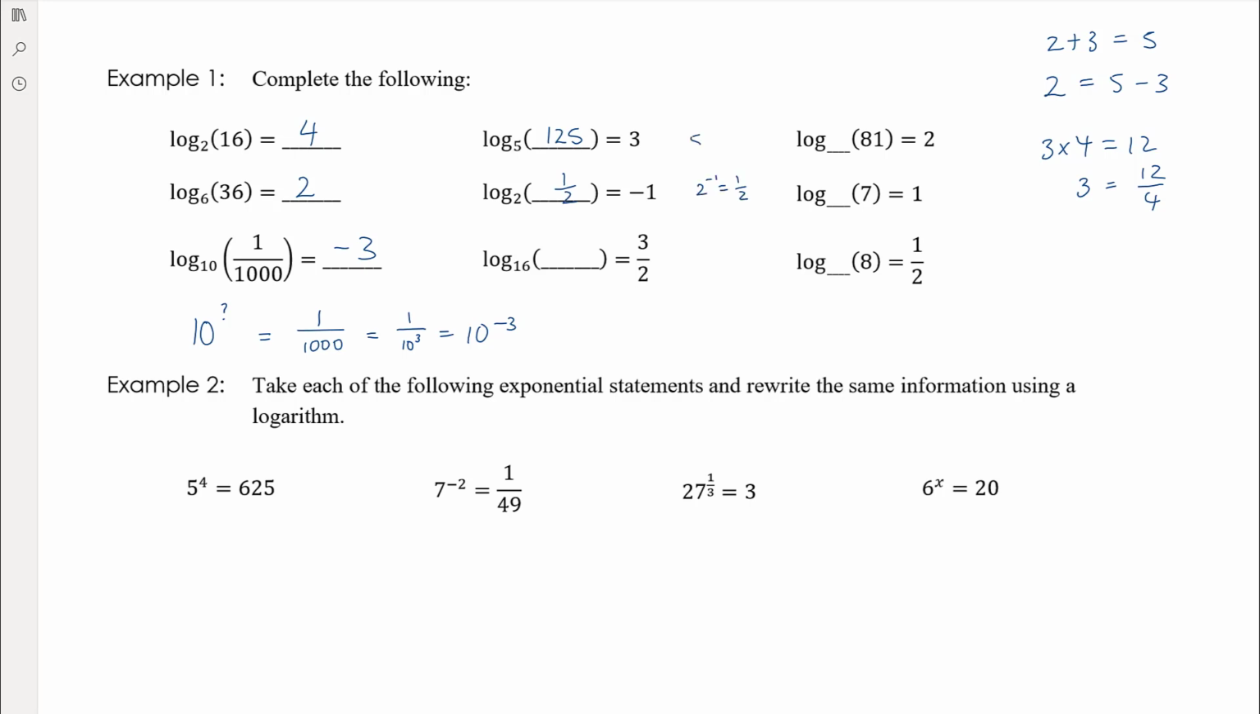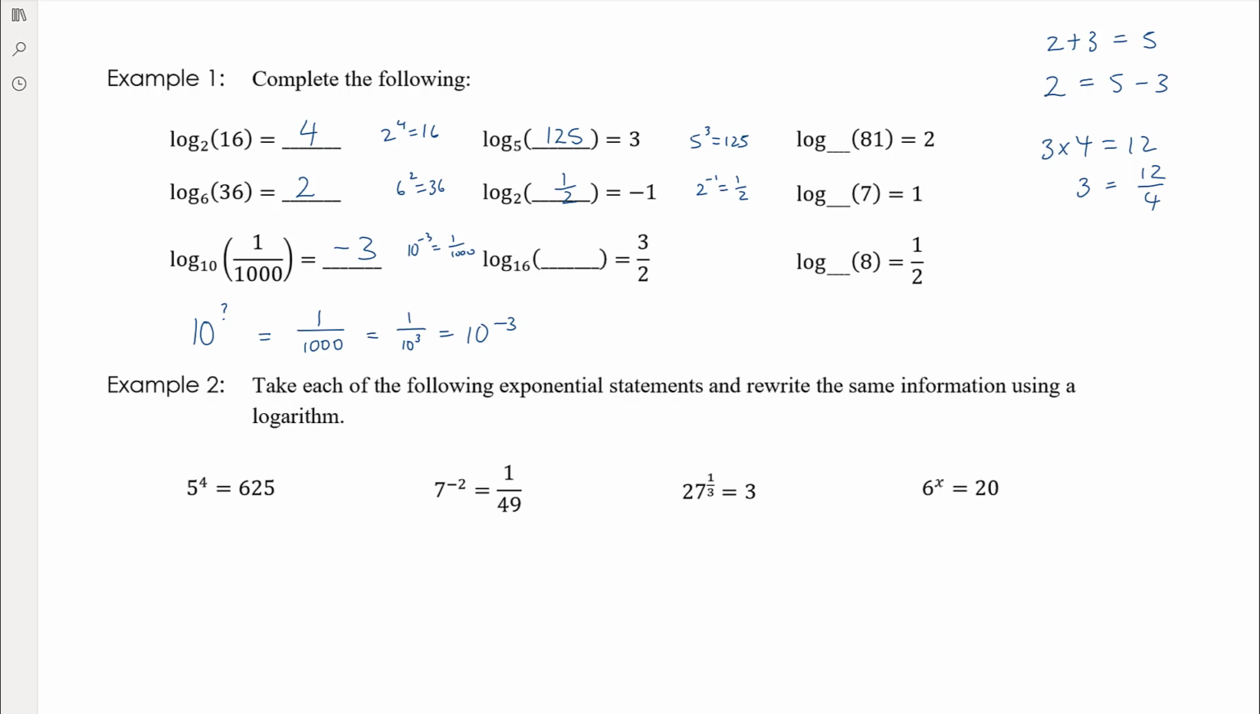This uses the fact that 5 to the power of 3 is 125. This one uses the fact that 10 to the power of negative 3 is 1 on 1000. Okay, this uses the fact that 6 to the power of 2 is 36. This uses the fact that 2 to the power of 4 is 16. Okay, so the next one: log base 16 of something is equal to 3 on 2.